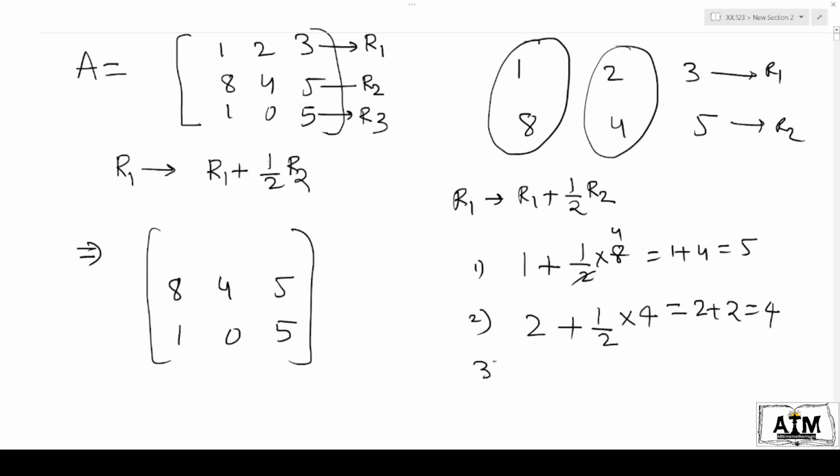Now in the third case, R1 is 3 plus half multiplied by R2, that is 5. So that is equal to 3 plus 5 divided by 2, that is equal to 11 divided by 2. So what are the results? 5, 4 and 11 divided by 2. So this is the result of the operation R1 tends to R1 plus half R2.